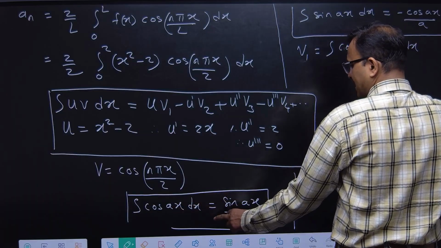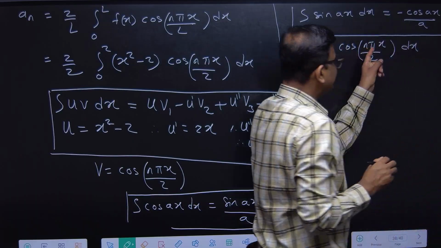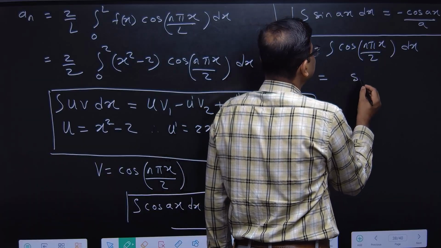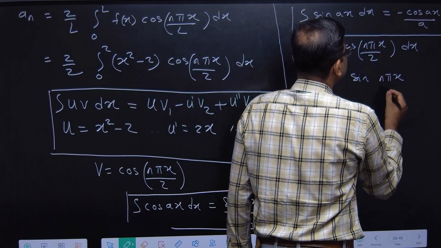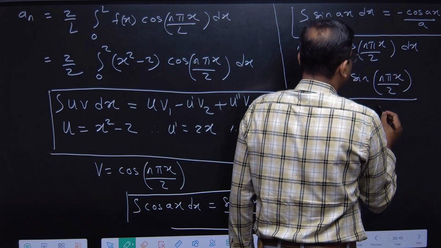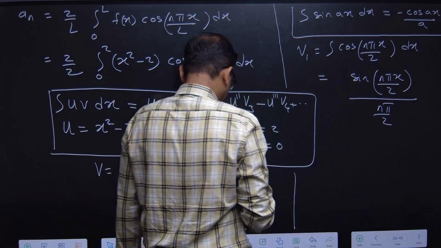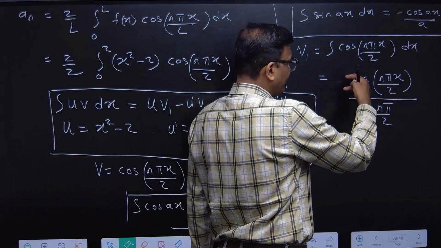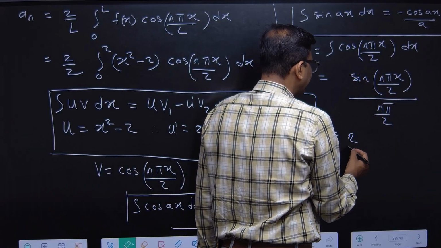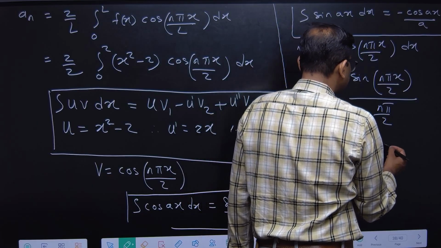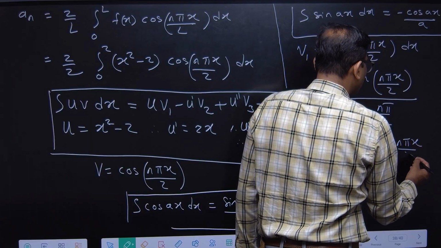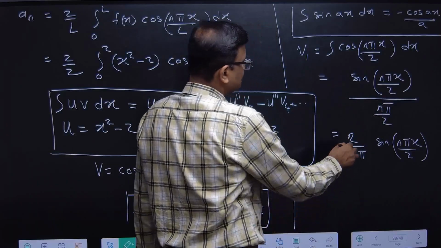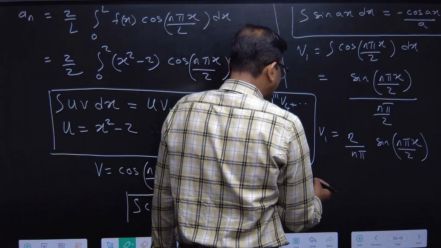We know integration of cos ax dx is sin ax upon a. Here in place of a, it is n pi by 2. The coefficient of x is n pi by 2. So therefore this becomes sin n pi x upon 2 divided by n pi by 2. The reciprocal of n pi by 2 gets multiplied in the numerator. It becomes 2 upon n pi into sin n pi x upon 2. This reciprocal gets multiplied here in the numerator. That is our v1.